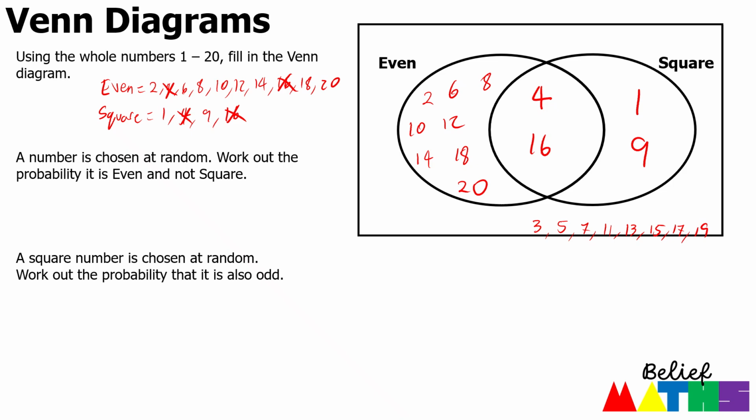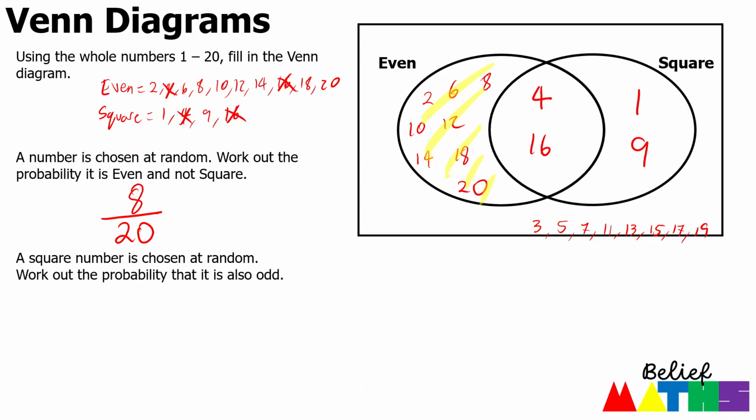It then says the number is chosen at random. So with our probabilities, we're always going to build the denominator first. There are 20 numbers to choose from. Work out the probability that it's even and not square. So even and not square is anything in this section here. So even and not square, well, that will tell us that the answer then is 1, 2, 3, 4, 5, 6, 7, 8 of those. So it's 8 out of 20. You don't have to simplify that, but if you want to, just put in your calculator and your calculator will simplify that for you.